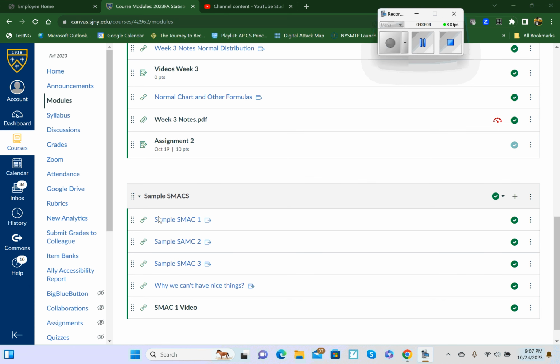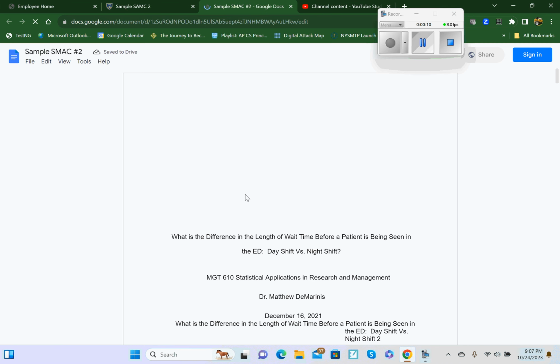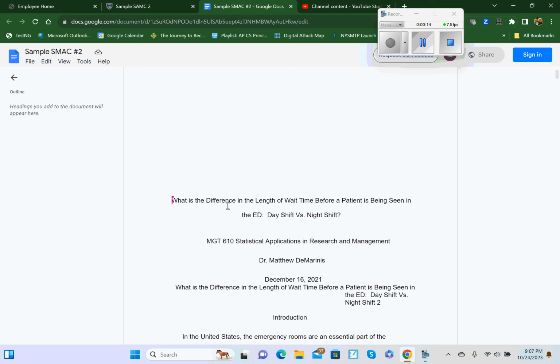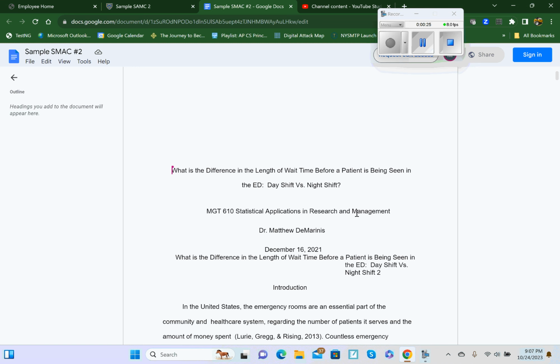Now we're going to look in the same module, sample SMACs. We're going to look at sample SMAC 2. In this SMAC, the person who did the work for it was interested in investigating the difference in length of wait time before a patient is seen in the emergency room, day shift versus night shift, where there's significantly longer wait times in one shift versus the other.